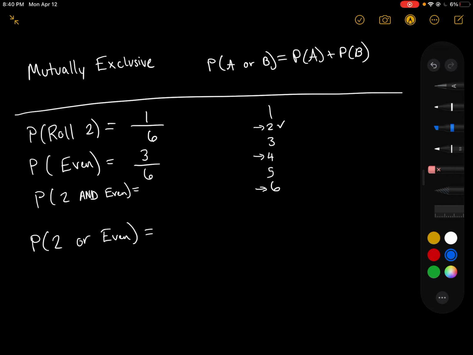So 2 and even at the same time. And this is kind of our key telling factor here. If this is 0, then yeah, they're mutually exclusive. If it's not 0, then they're not mutually exclusive. So let's take a look.